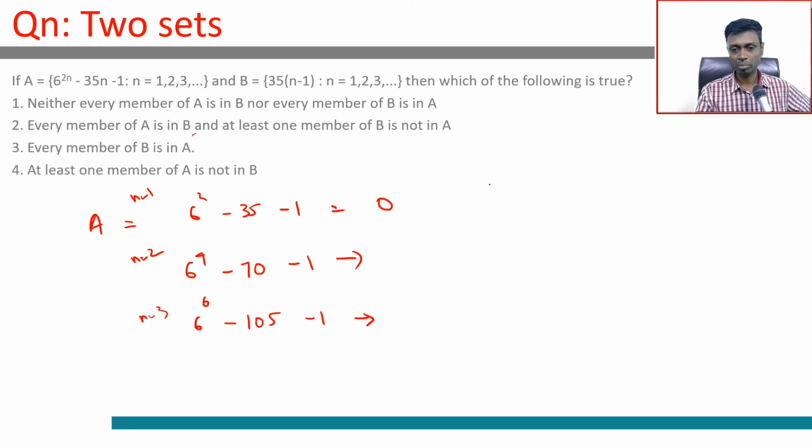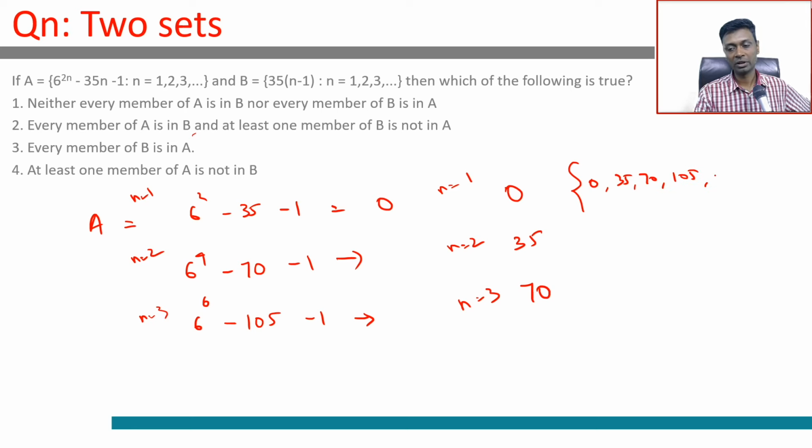Becomes bigger and bigger. And B, when n equal to 1, B is 35 times n minus 1. 35 times 0, B, the first element will be 0. When n is 2, it is 35 into 1, 35. When n is 3, 35 into 2, 70. B is more predictable. Every multiple of 35 from 0 onwards, every positive multiple is there in this set. Now this question just opens up because of this. Neither every member of A is in B, nor every member of B is in A. Every member of B is in A. This is wrong. 70 is not in A. A is galloping away. At least one member of A is not in B. So all multiples of 35 are sitting here practically, including 0, all positive multiples.